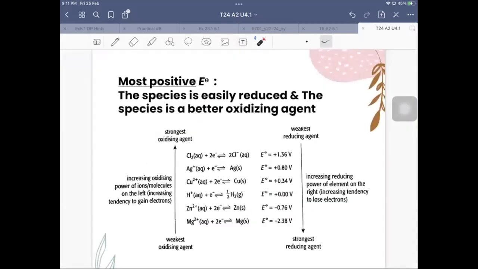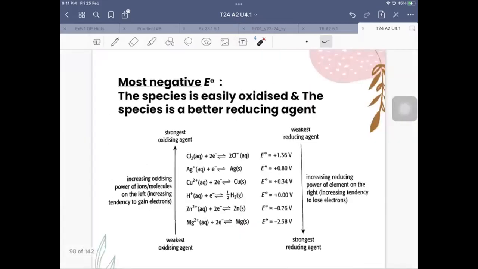So that's what I have been saying. And this was also mentioned to you already earlier. Now, why is it important for you to know whether this species is a strong oxidizing agent or a strong reducing agent? Is because of its involvement in a reaction. If it's a weak oxidizing agent, then probably it is not going to react, okay?